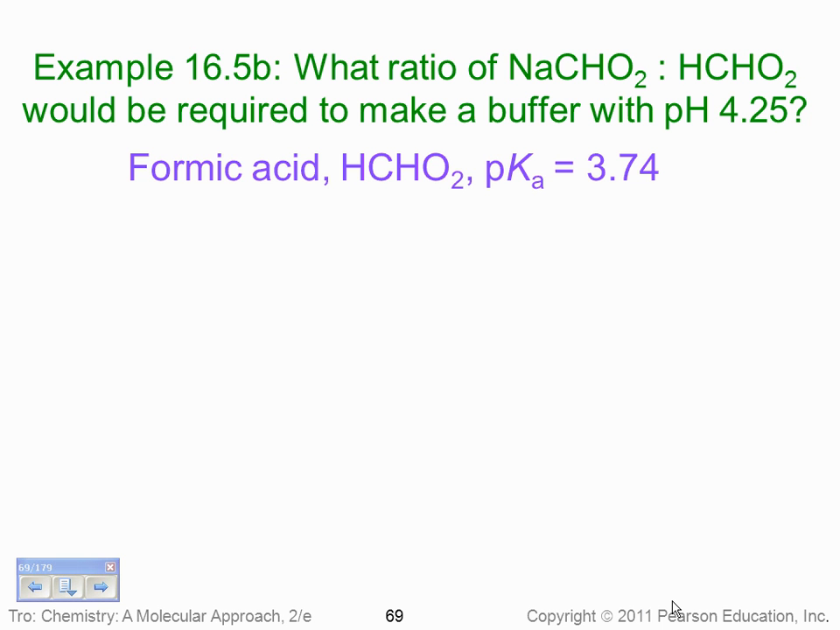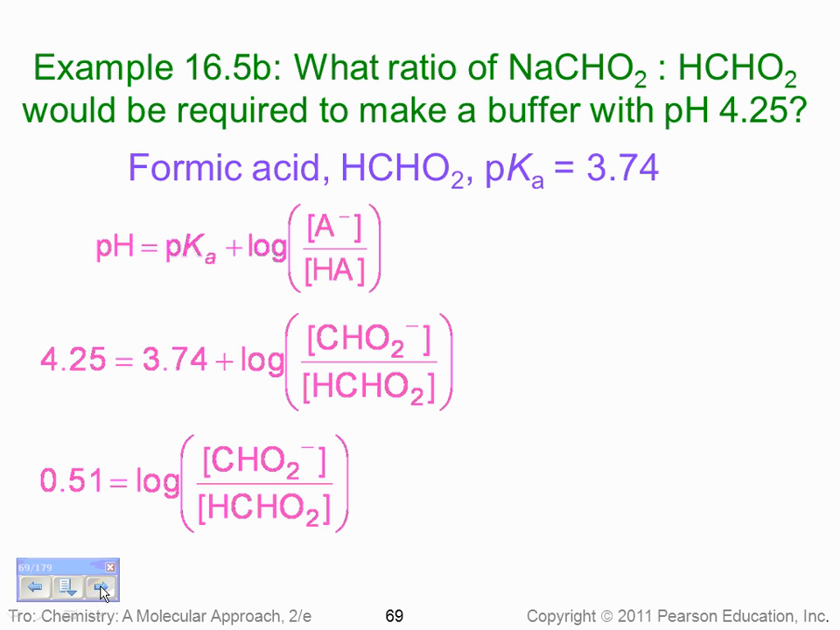If I push it too far though, then I've exceeded the capacity or the range of the buffer, and then I've got to switch to some different substance to try to make a buffer. But a question like this we worked out: the ratio of sodium formate to formic acid for a pH 4.25 buffer, knowing the pKa of formic acid is 3.74. So all we do is just stick that into the Henderson-Hasselbalch equation, and we're looking for that ratio of the conjugate base to the conjugate acid.